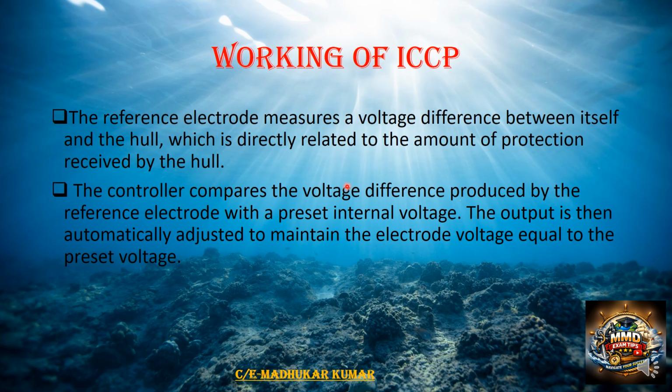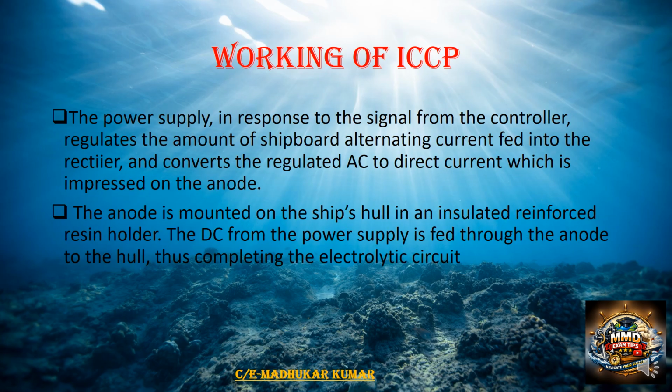Working of ICCP, as we have discussed earlier: the reference electrode measures the voltage difference between it and the hull, which is directly related to the amount of protection received by the hull. The controller will compare the voltage difference produced by the reference electrode with the internal voltage, and the output is automatically adjusted to maintain the electrode voltage equal to the preset voltage. Basically, the requirement is changing, and the controller is giving the required difference. The power supply, in response to the signal from the controller, regulates the amount of shipboard alternating current.